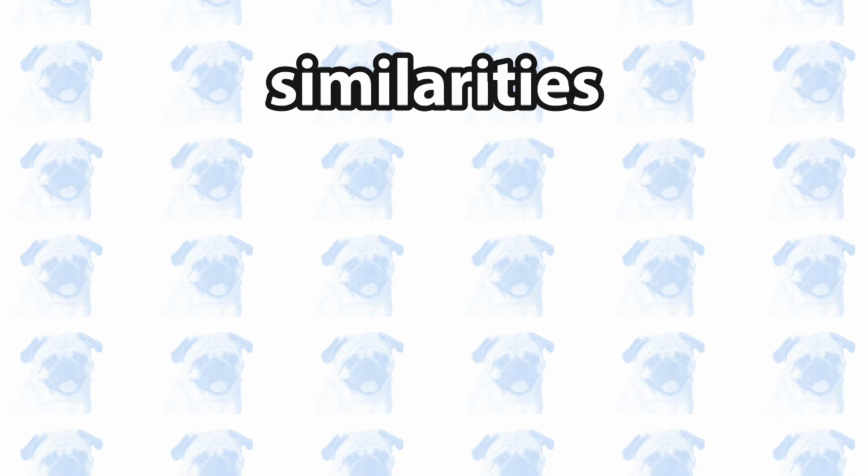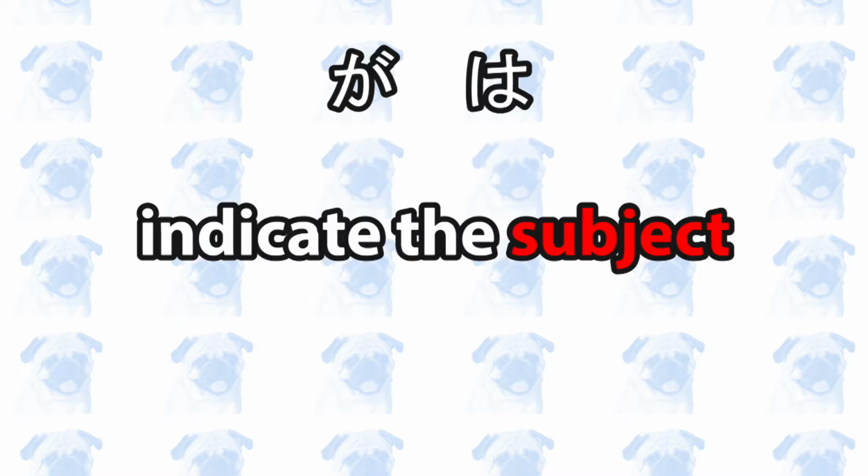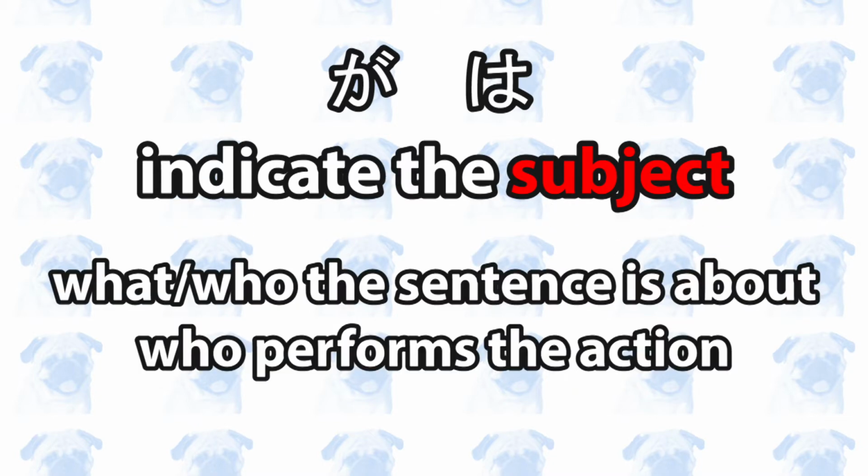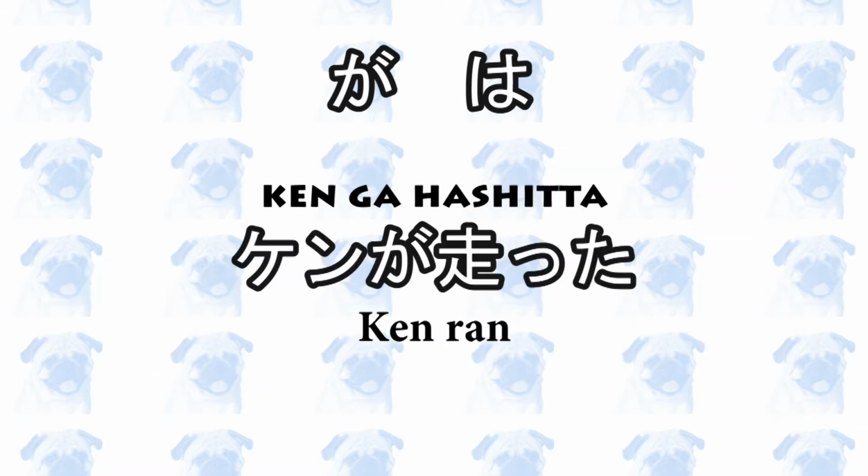Since the similarities are not very interesting, this section is going to be brief. First of all, both ga and wa usually indicate the subject of a sentence. What this means is that ga and wa normally indicate what or who the sentence is about, as well as who performs the action described in the sentence. So when I say Ken ga hashitta, or Ken ran, the person who performed the running action is Ken, and Ken is marked by the particle ga.